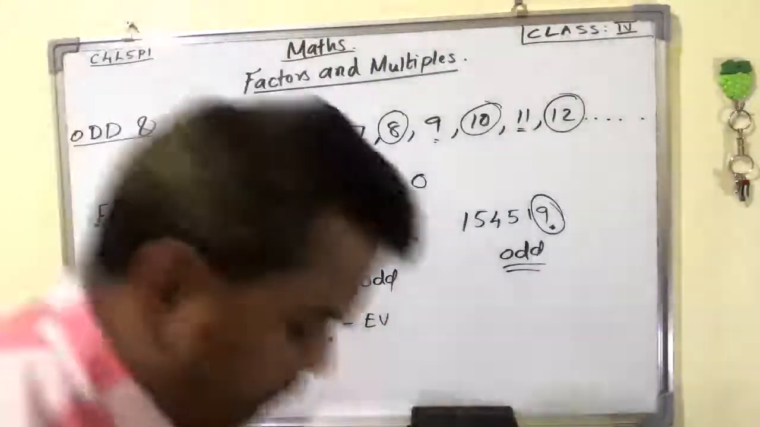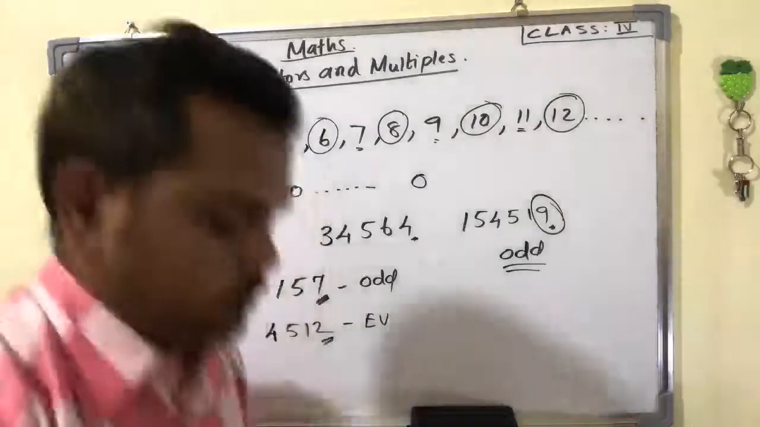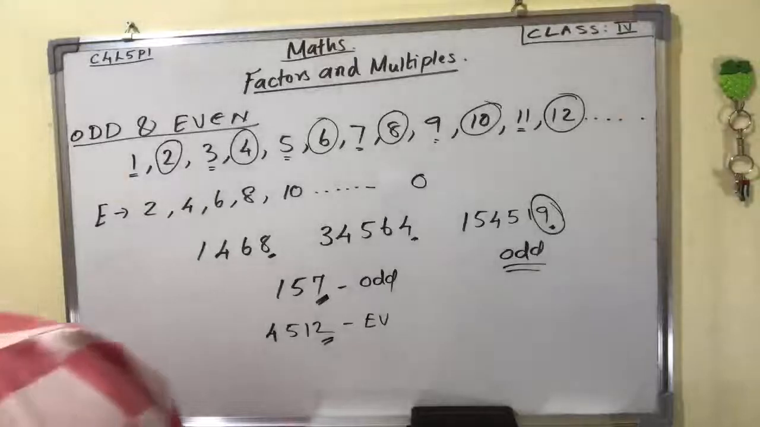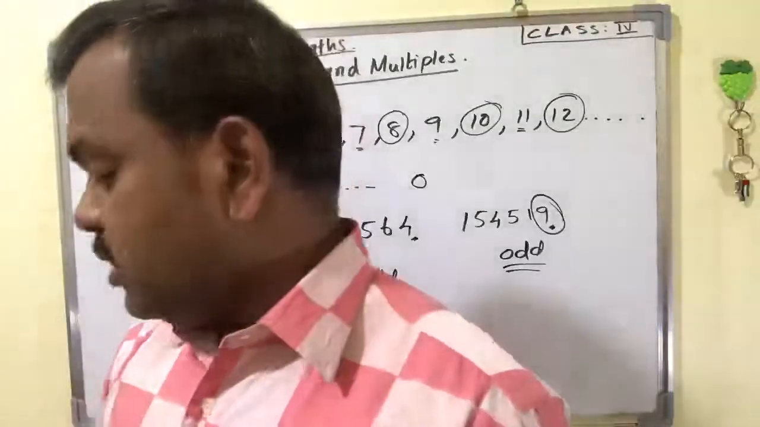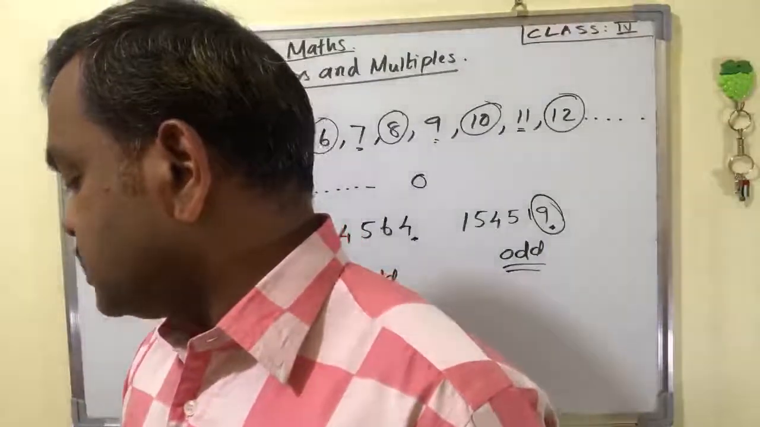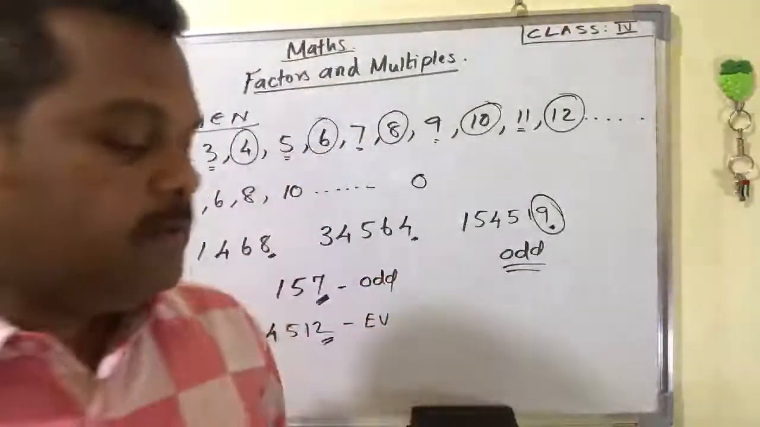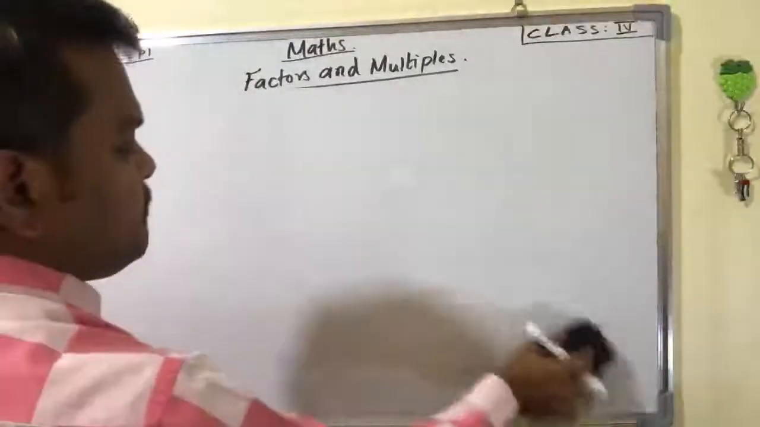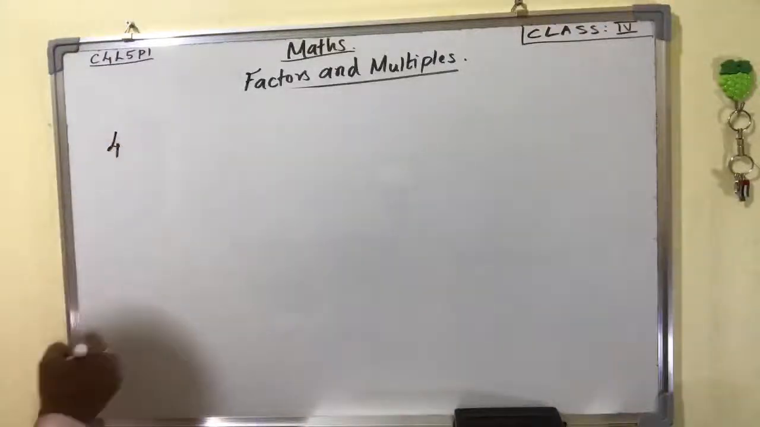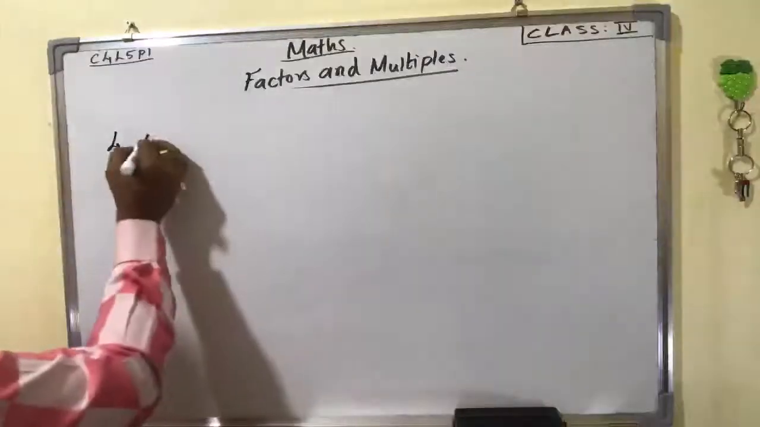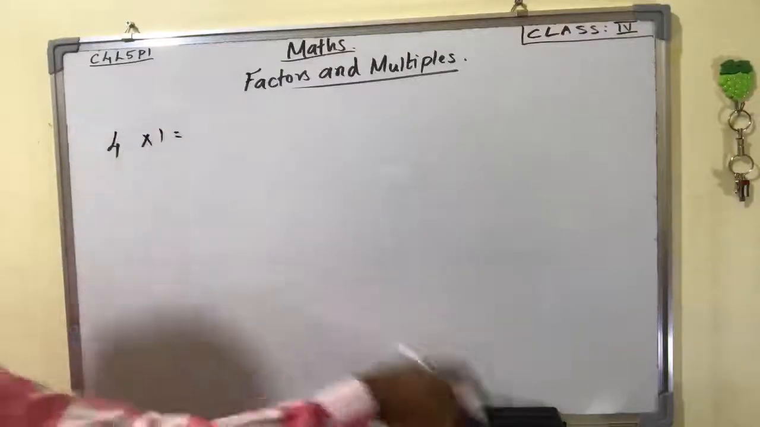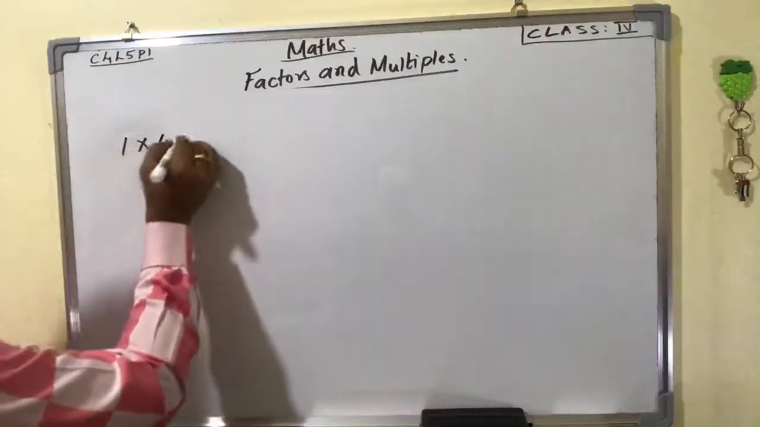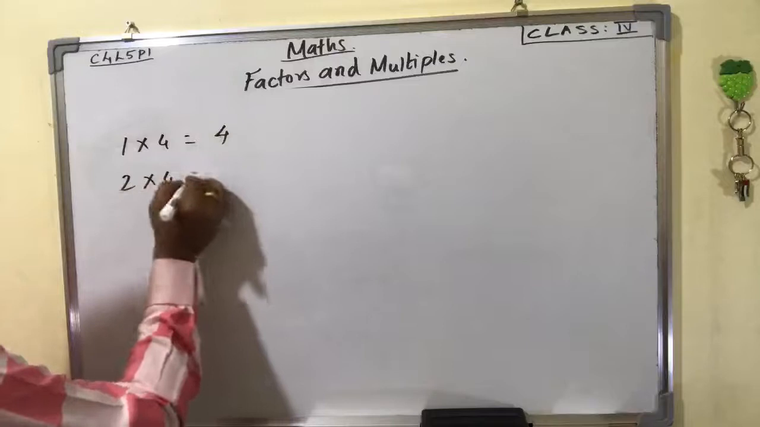And next one, from your book exercise. Exercise 5.1. It is given: what are the next 5 multiples of the following numbers? That is very easy. Four. You know table 4 only. We can write like this. Always you have to use tables like this. 1 4 is 4, 2 4s, this one is given.